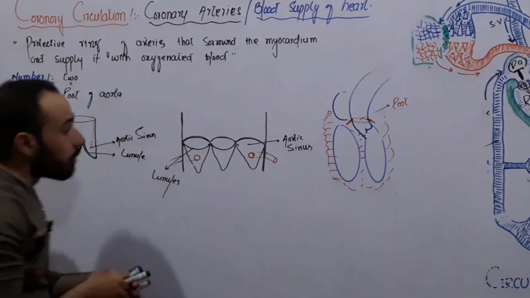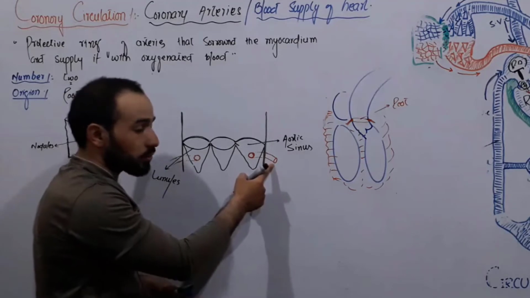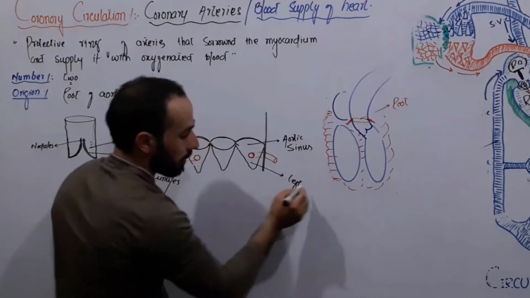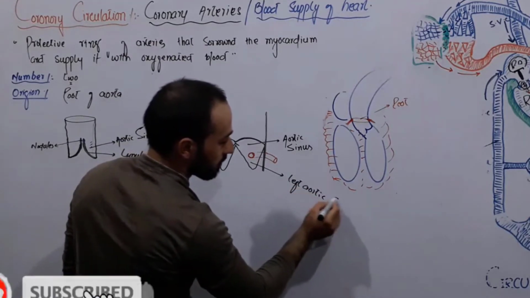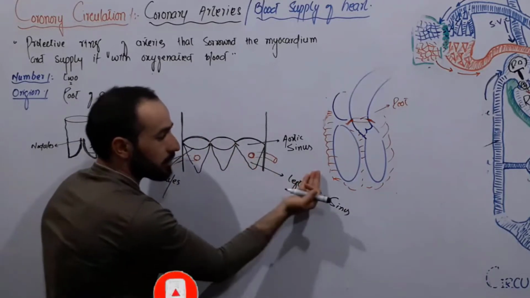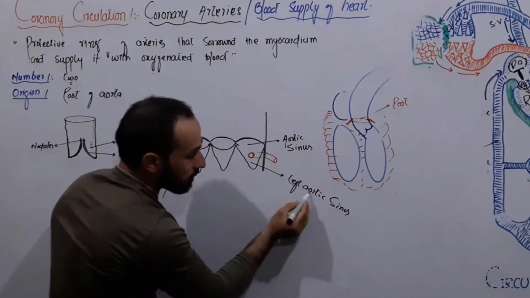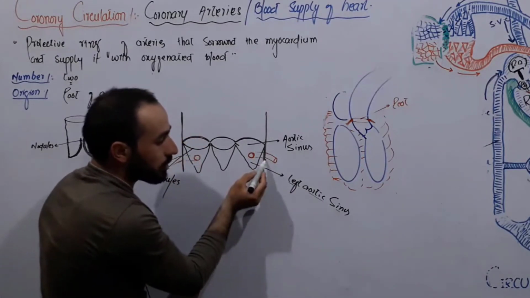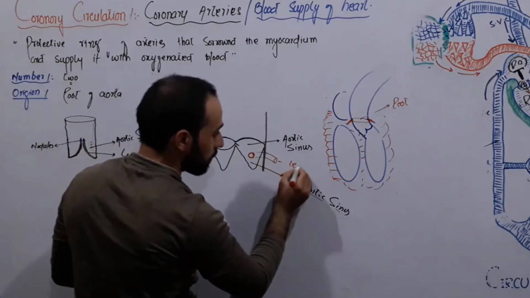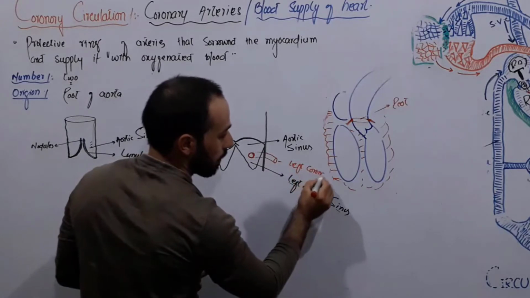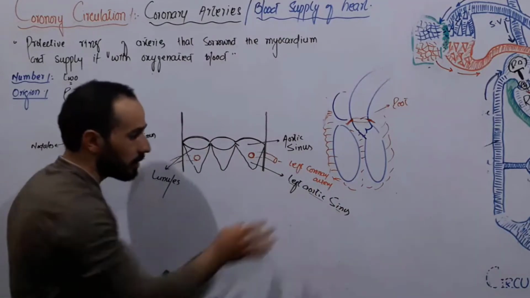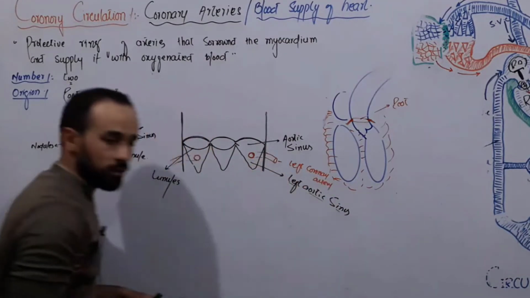So let's name it. From where does the left coronary artery arise? It arises from the left aortic sinus, isn't it? Look here. This is the aortic sinus, and it is present on the left side. So this is the left aortic sinus. So the left coronary artery arises from the left aortic sinus, right? This is the left coronary artery. I hope it is clear, right? So the left coronary artery arises from the left aortic sinus.